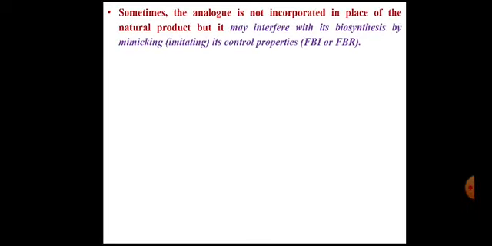Another mechanism of toxicity of an analog may be responsible for overproduction. Why are we studying the toxicity of analogs? Because this is related to overproduction. Another possibility is that the analog is not incorporated in place of the natural product, but it may interfere with its biosynthesis by imitating its control properties.